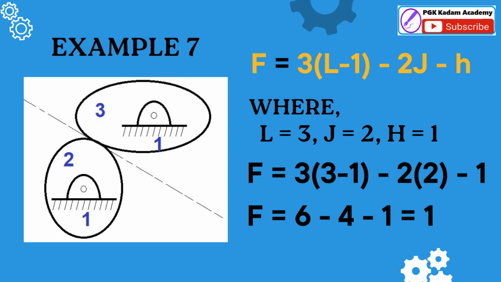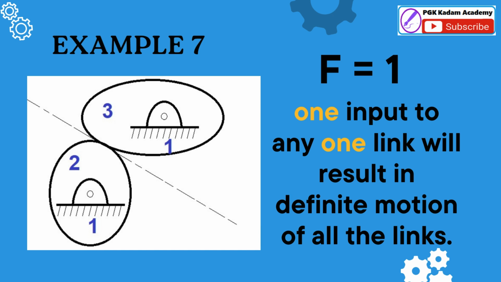L equal to number of links in the mechanism is 3, J equal to number of lower pairs in the mechanism is 2, all are turning pairs, H equal to number of higher pairs in the mechanism is 1. Degree of freedom F equal to 3 times (3 minus 1) minus 2 times 2 minus 1. Hence the answer of degree of freedom F is equal to 1, means one input to any one link will result in definite motion of all the links.